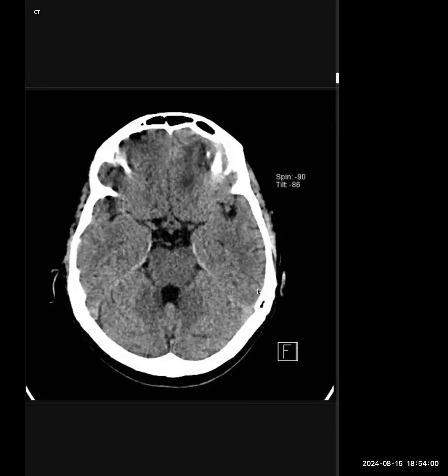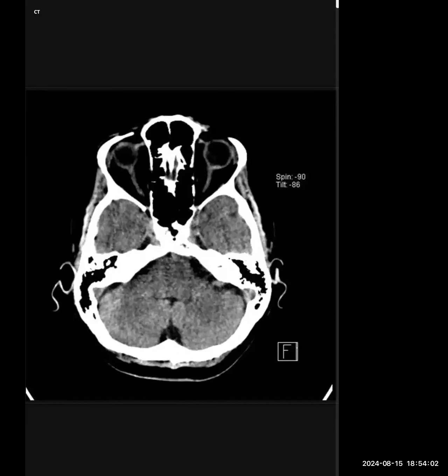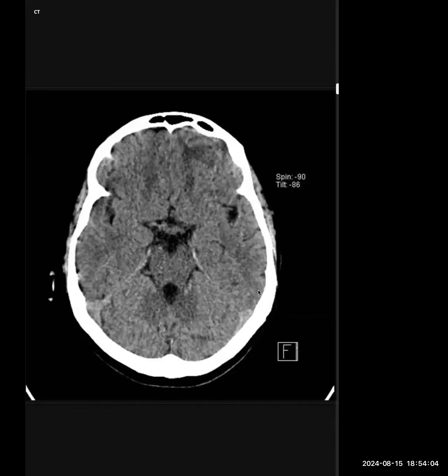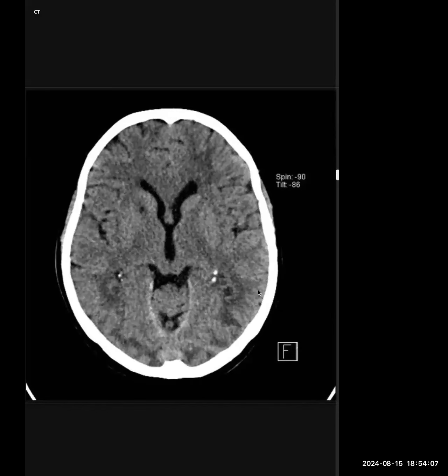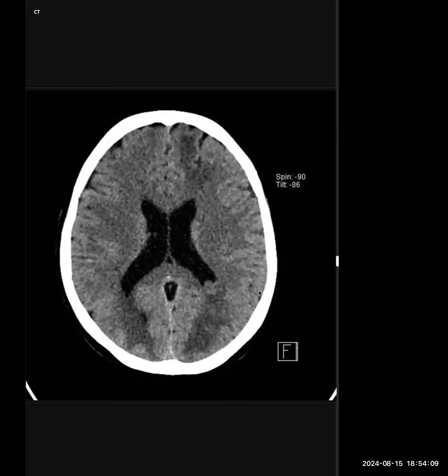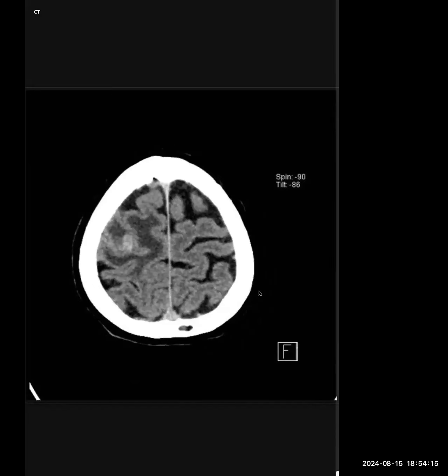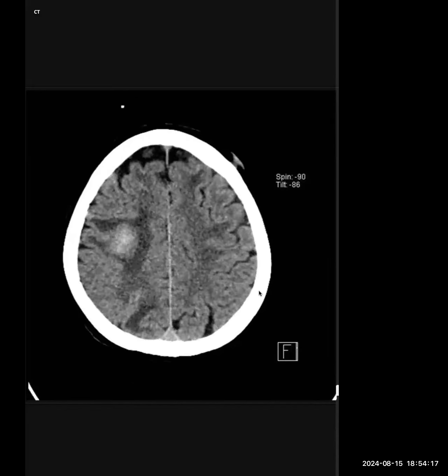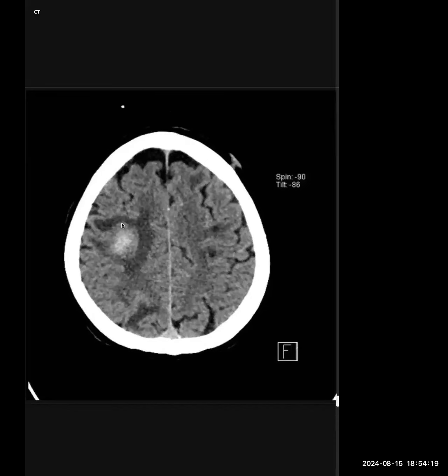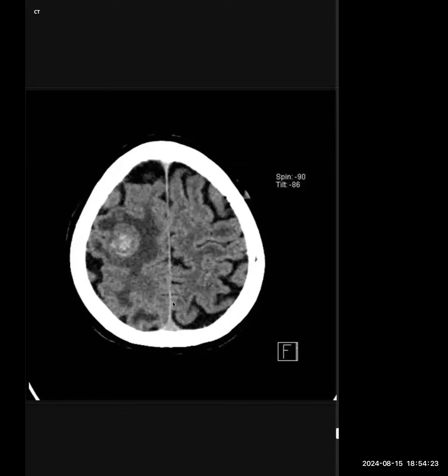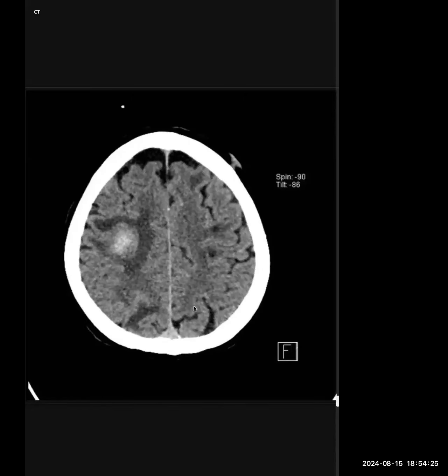Okay. So I'm presented with the non-contrast CT of the head. I see that there are hypodensities within the bilateral periventricular white matter, which appear to be edema. There is a lesion with central hyperdensity in the right frontoparietal region with surrounding edema.